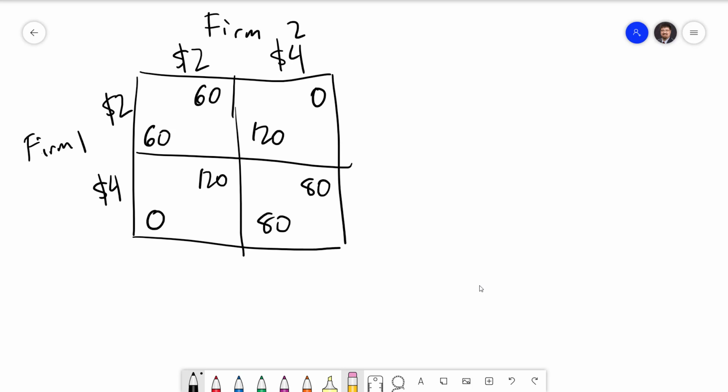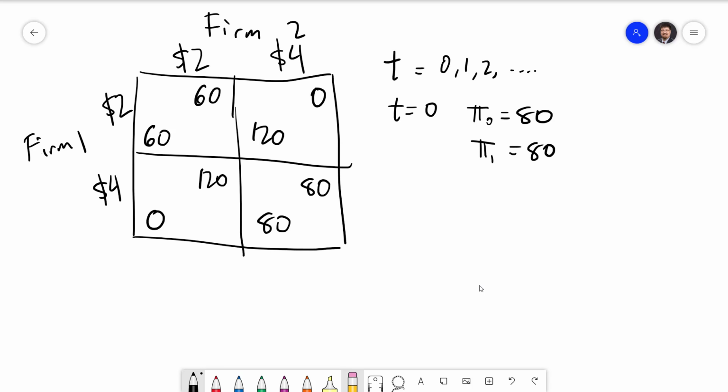The notation we're going to use is each time period is designated with T. T is just a generic time period that can be 0, 1, 2, 3, all the way out to infinity. T equals 0 is the initial period. Think of that as right now, 0 periods into the future. If both players are playing Grim Trigger, then they're both going to start by playing the cooperative action of pricing at $4. This is going to give both firms a profit of 80.